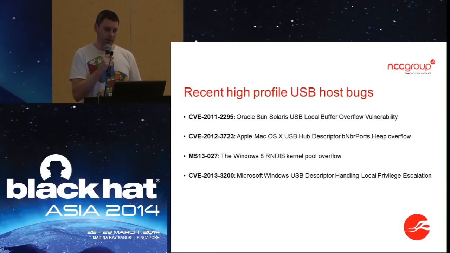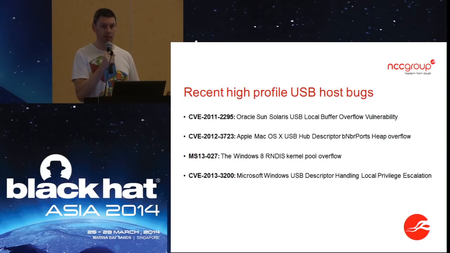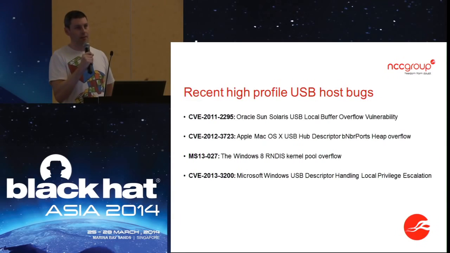So here are a few of the examples of bugs that I've found over the last few years. Going back to 2011, one in Sun Solaris. All of these, by the way, would result in potential code execution by the attacker. And I've got to point out that my kind of field of expertise is finding bugs, not actually writing the exploits to exploit these bugs.